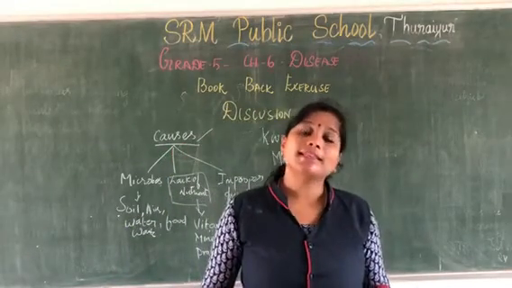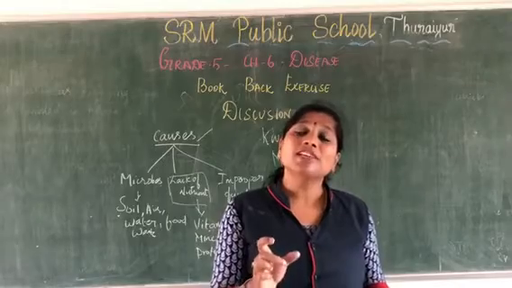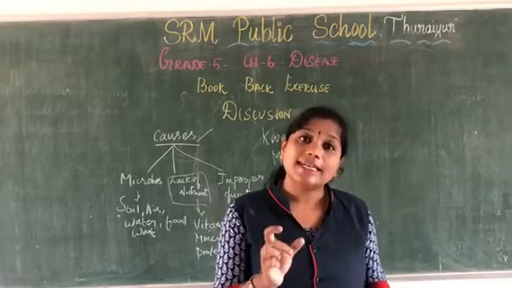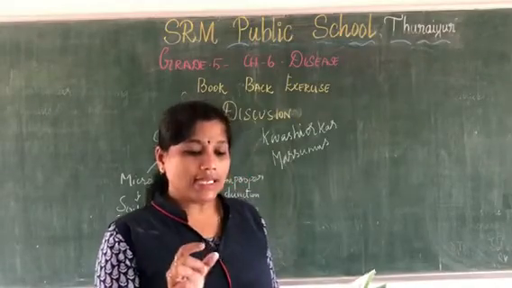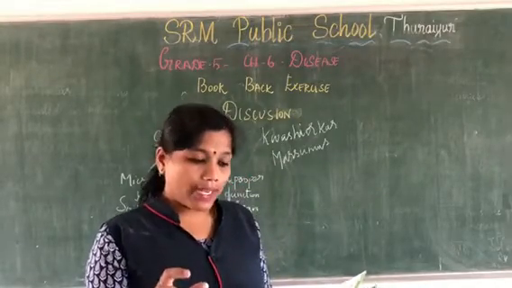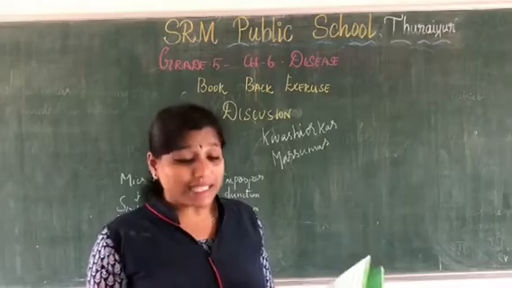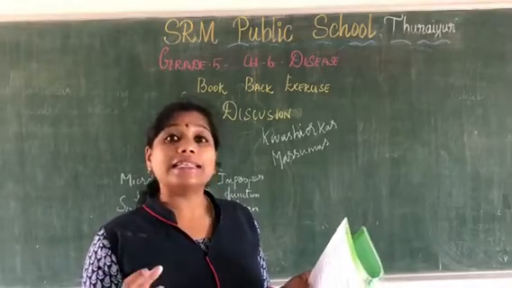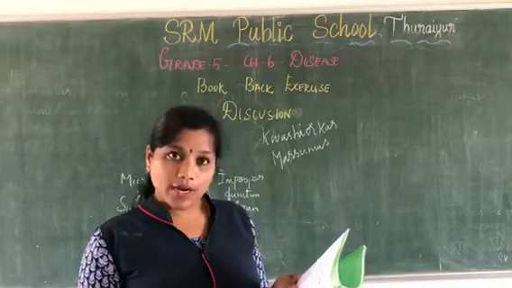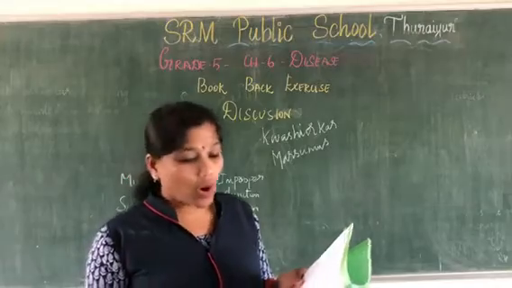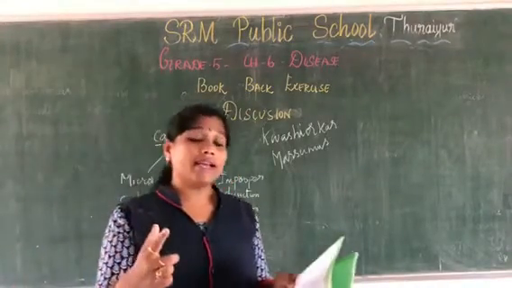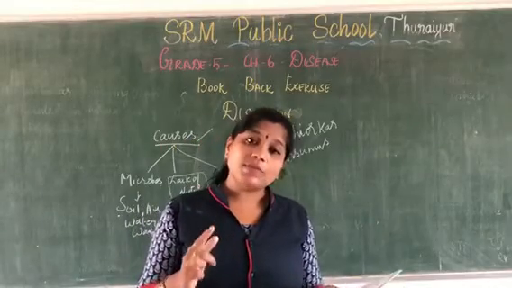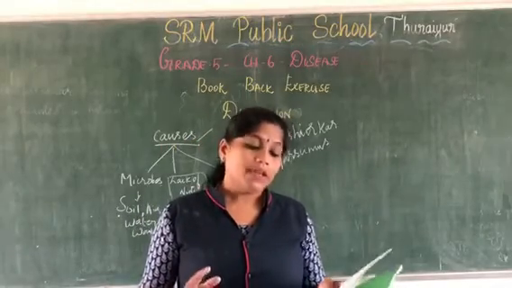Define the following terms. Define means you need to explain what that term is. So disease: any illness which causes disorder in your body and makes you feel sick is called disease. Next is microorganism: a very small living thing that cannot be seen through our naked eyes. They can be seen only under a microscope.